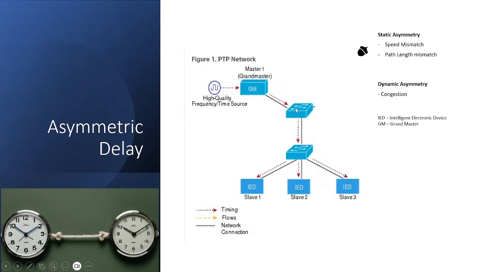So in case this forward delay is not the same as this backward delay towards the grandmaster, then there is going to be a problem. The basic problems here are that there is static asymmetry and dynamic asymmetry. In static asymmetry, one of the variables is speed mismatch. So if, let's say, you connect the grandmaster at gigabit, and then you connect the intelligent electronic device at 100 Mbps, there is an inherent conversion from 1 gig to 100 Mbps.